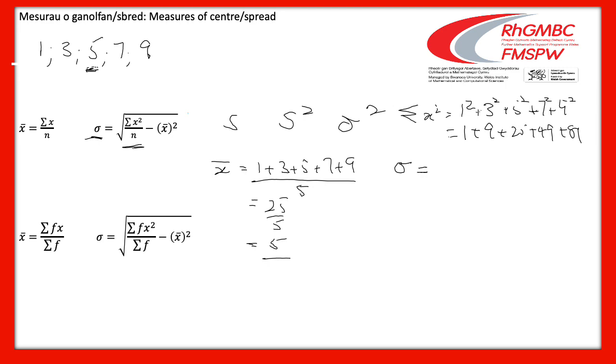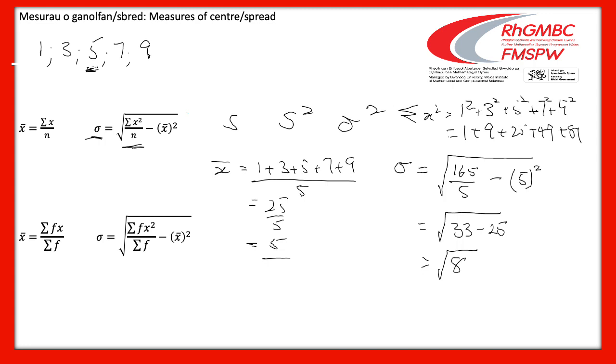So my standard deviation would be 165 divided by 5, minus my mean squared, which in this case happened to be 5 as well. So 165 divided by 5: 5 goes into 16 3 times, 1 remaining, so it's going to be 33 minus 25, which is going to be the square root of 8.